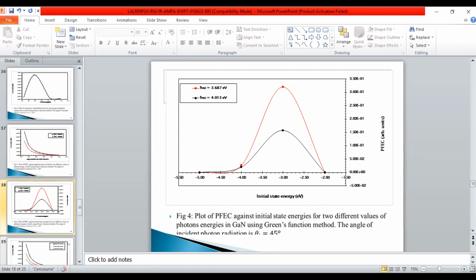This is due to the fact that photo field emission current is inversely proportional to the cube of frequency of incident photon radiation, which is given in the earlier equation. In both the cases, we also find that beyond this peak, photo field emission current decreases exponentially with decrease of initial state energy. The exponential decrease in photo field emission current is due to the presence of the exponential term.